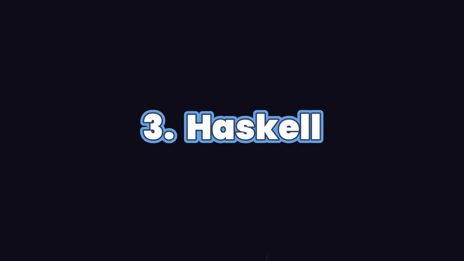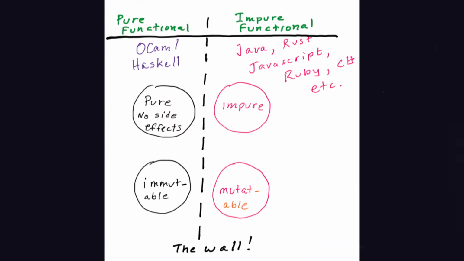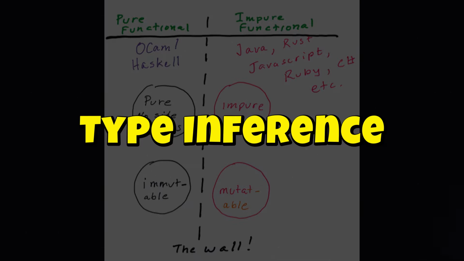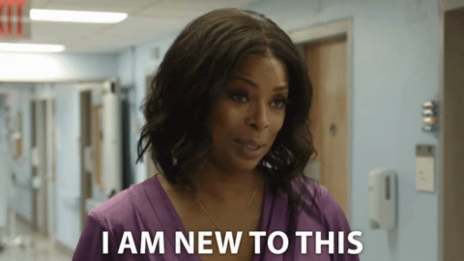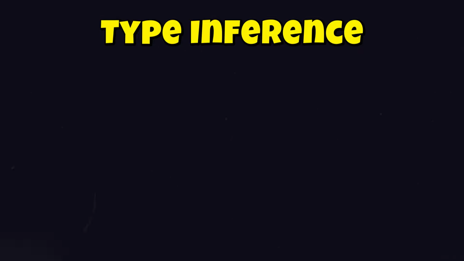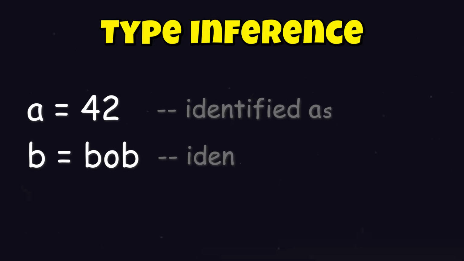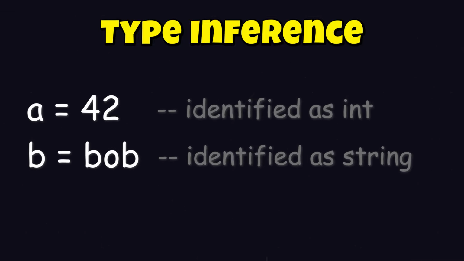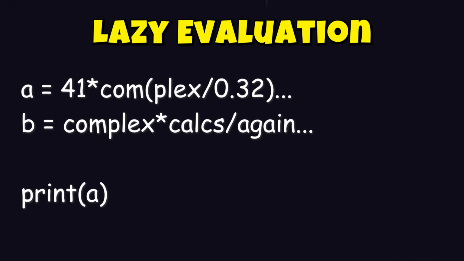Number 3 is Haskell. This is a purely functional programming language with type inference and lazy evaluation. If you don't know what this means, then let me explain. Basically, type inference is when the computer automatically figures out what types of data you're using in your code without you needing to manually tell it. And lazy evaluation is when expressions are evaluated only when their values are actually needed.